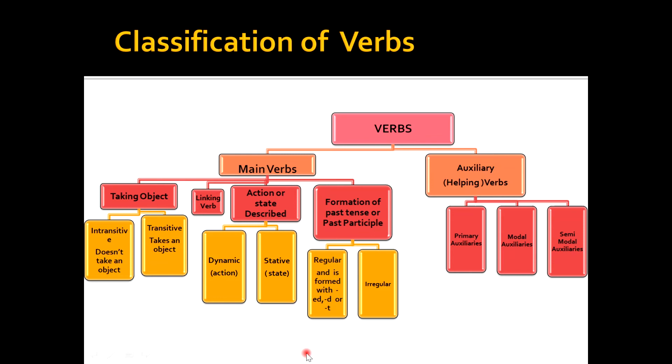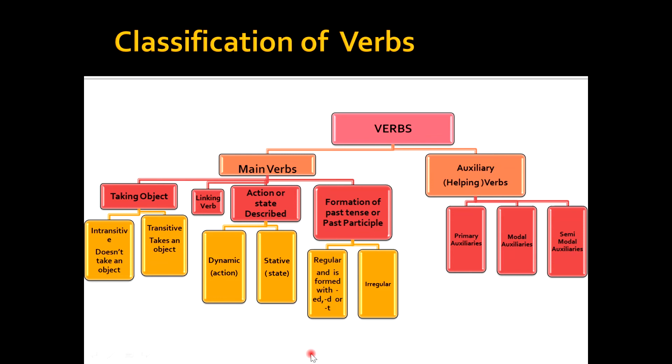Irregular verbs, on the other hand, form their past tense and participle forms in various ways, like eat, ate, eaten; drink, drank, drunk; do, did, done; sing, sang, sung; throw, threw, thrown. These are examples of irregular verbs.